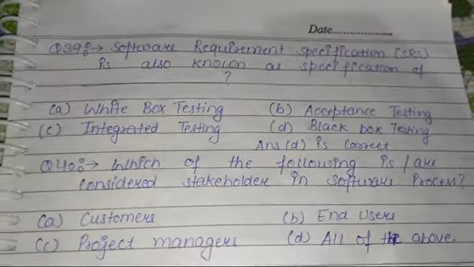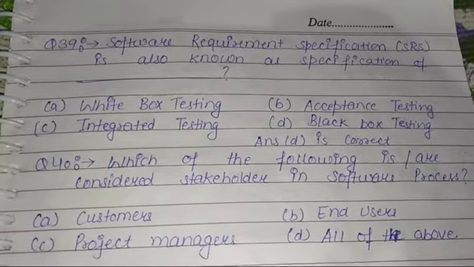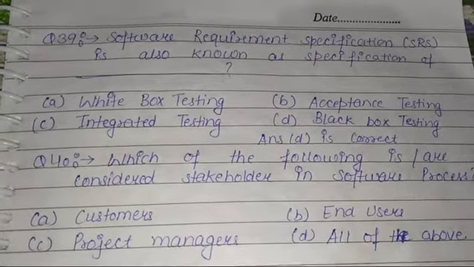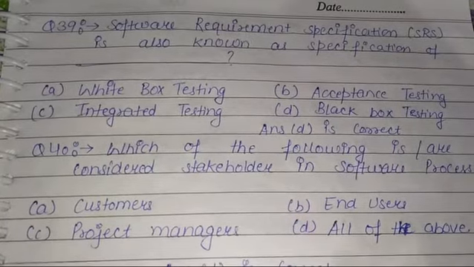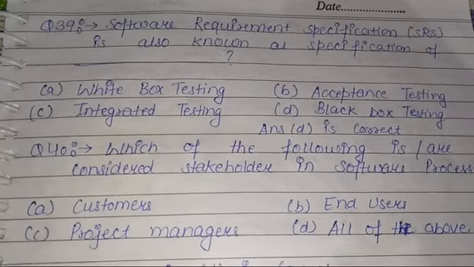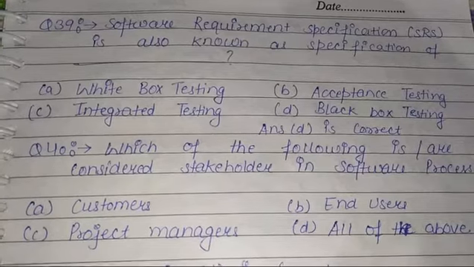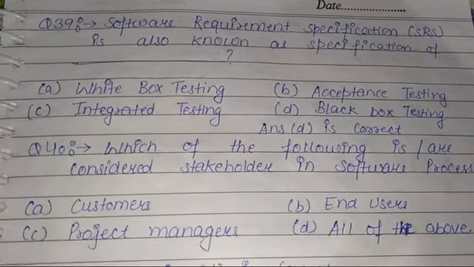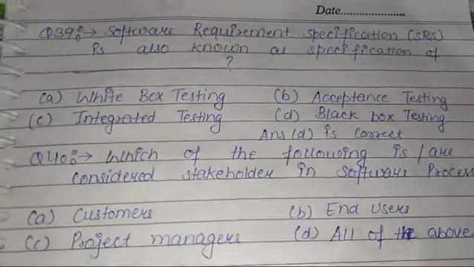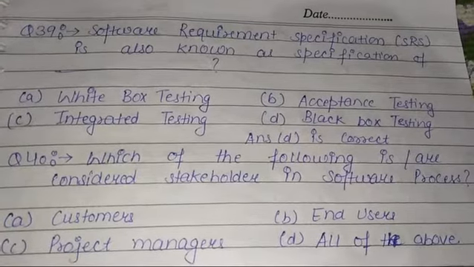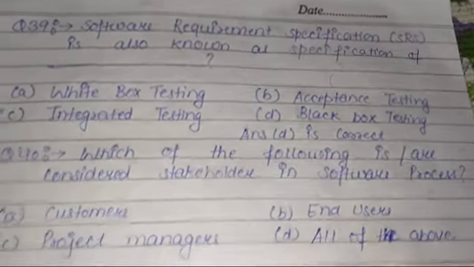Question 39 is software requirement specification is also known as specification of A. White box testing. B. Acceptance testing. C. Integrated testing. And D. Black box testing. So here answer D is the correct answer. It is known as black box testing.